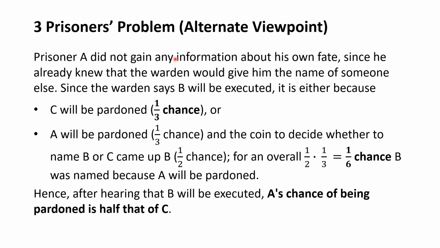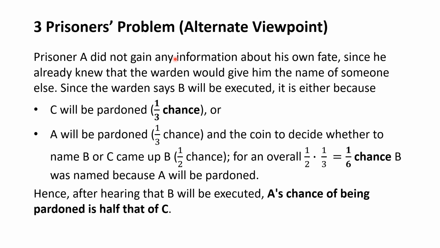Let's look at the problem from another perspective. First off, prisoner A did not gain any information about his fate from the response from the warden, because he already knew in advance the warden was going to tell him B or C. The way the question was posed to the warden, he would never reveal if A was going to be pardoned or not, or executed or not. He's not giving A any information.